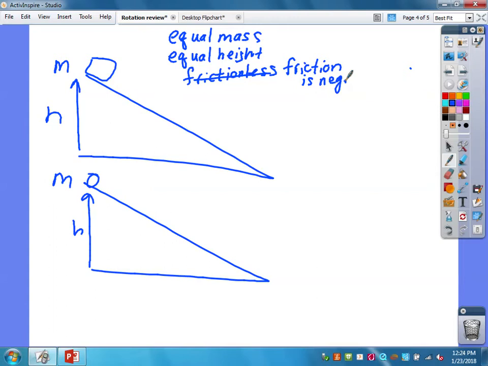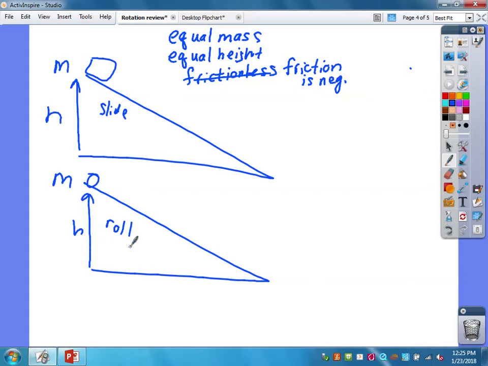So these two objects are released from the same height with the same mass. The thing is, the top object will slide, the bottom object will roll. And so my question is, which object should reach the bottom of the ramp first? Which one will reach the bottom of the ramp first?